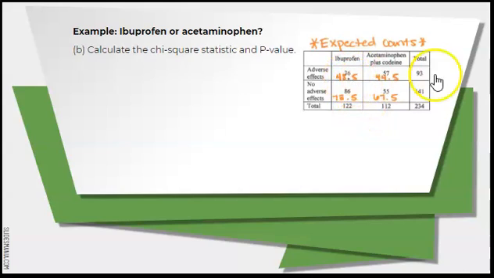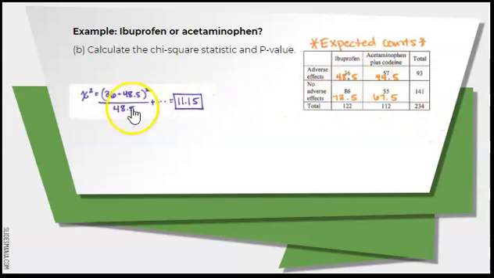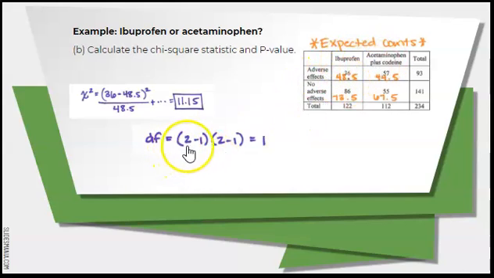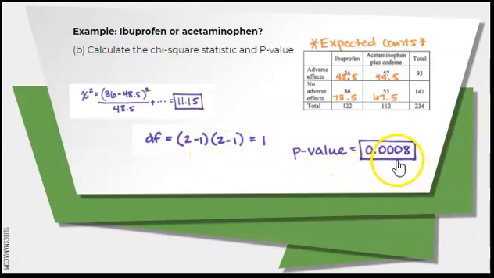I did row total times column total divided by table total for each of these, and that's what you see in the orange. So when I calculate the chi-squared, I get a value of 11.15. And degrees of freedom, there's two columns minus 1, two rows minus 1. 1 times 1 is 1, so 1 degree of freedom. And then a p-value of 0.008.